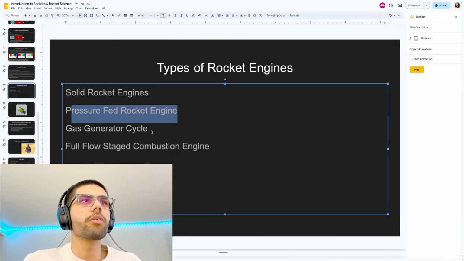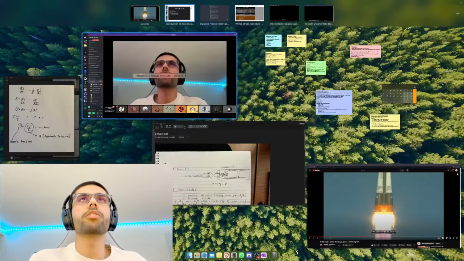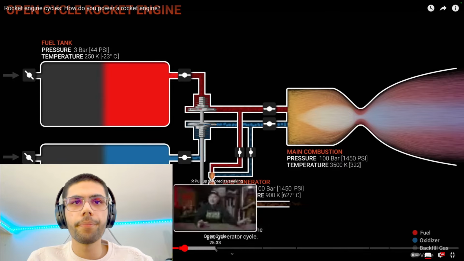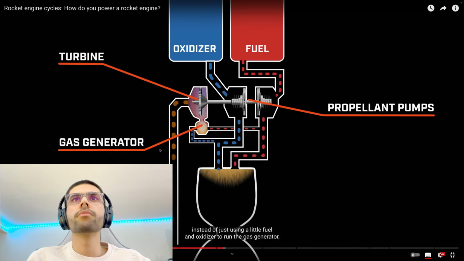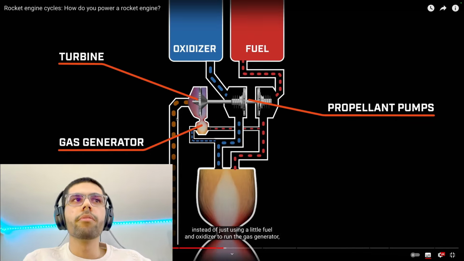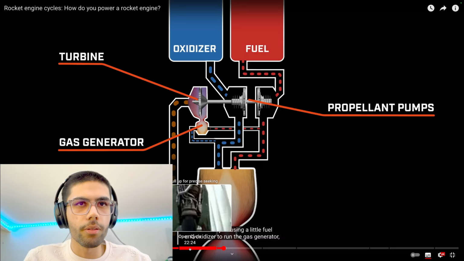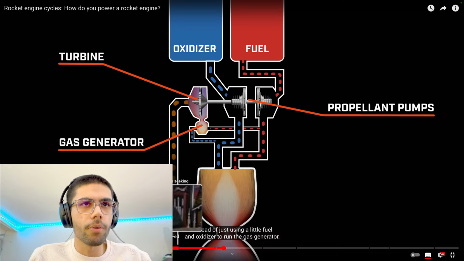We discussed pressure fed rocket engines. We discussed gas generator cycle engines. Now let's discuss full flow staged combustion rocket engines. So what if instead of throwing this, let me show you a video of this actually being ignited. This is an actual rocket engine using this. You can see these fumes coming out.